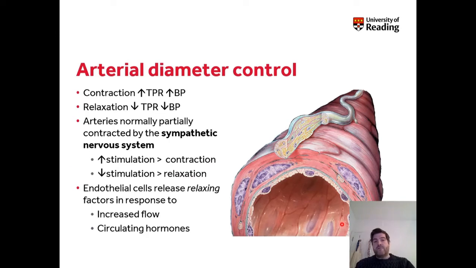The other factor that's involved here is these endothelial cells that line the lumen of the artery. They tend to release relaxing factors in response to increased flow through the artery and due to circulating hormones as well. So the arteries can constrict and relax via various mechanisms.